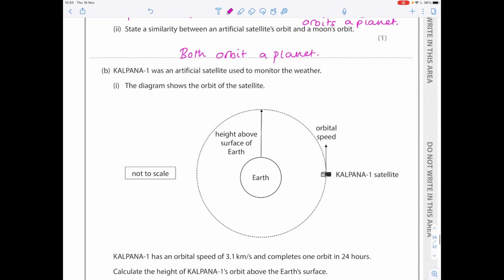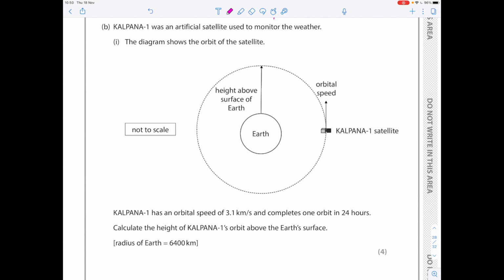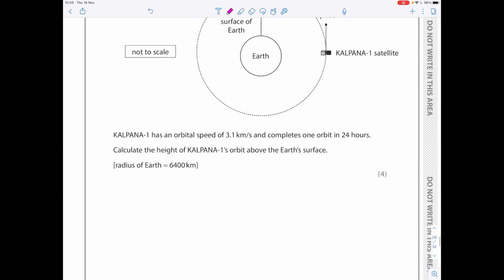Kalpana 1 was an artificial satellite used to monitor the weather. The diagram shows the orbit of the satellite. Kalpana 1 has an orbital speed of 3.1 kilometers per second and completes one orbit in 24 hours. Calculate the height of Kalpana's orbit above the Earth's surface. The radius of the Earth is this.